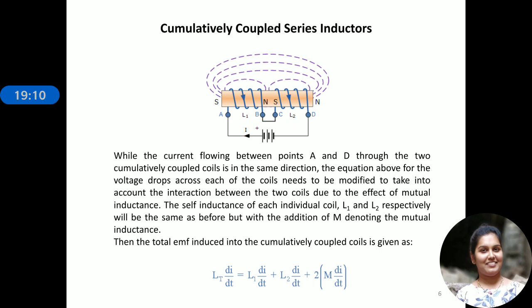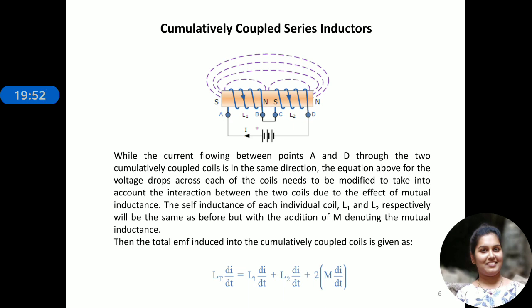So we'll see what is aiding and opposing. Just listen. If the magnetic flux produced by the current flows through the coil in the same direction, then the coils are said to be cumulatively coupled. The opposite is the differentially coupled. If the current flows through the coils in opposite directions, then we call it differentially coupled.